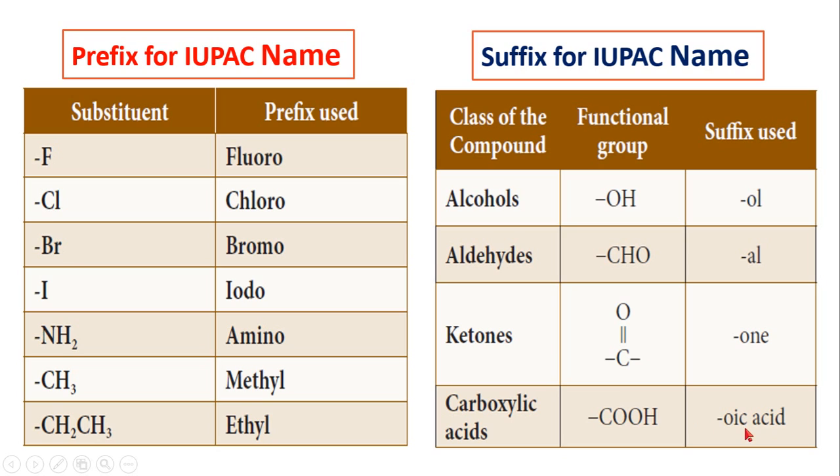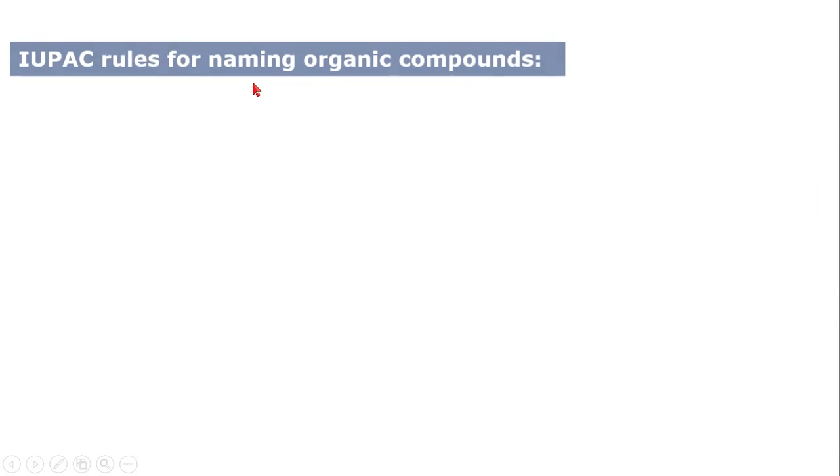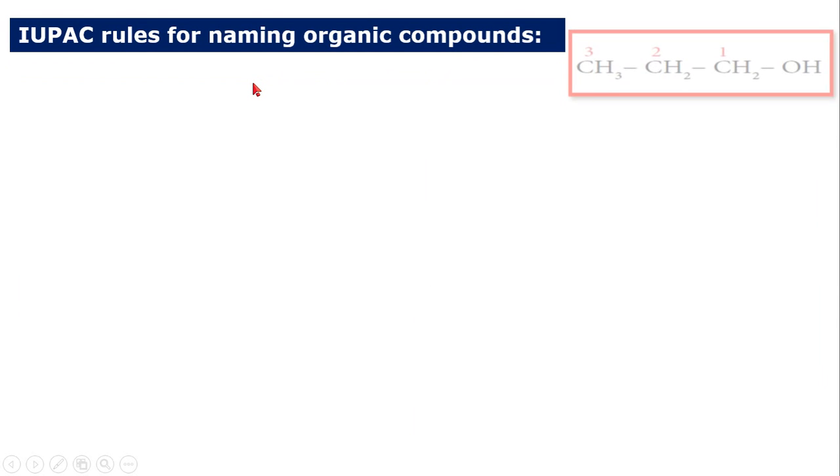So these are the suffixes used. That is, alcohol means OL. Aldehyde means the suffix used is AL. Ketone means ONE. And carboxylic acid means oic acid. So these are the components of the IUPAC name, that is prefix, root word and the suffix. You can get the IUPAC name.